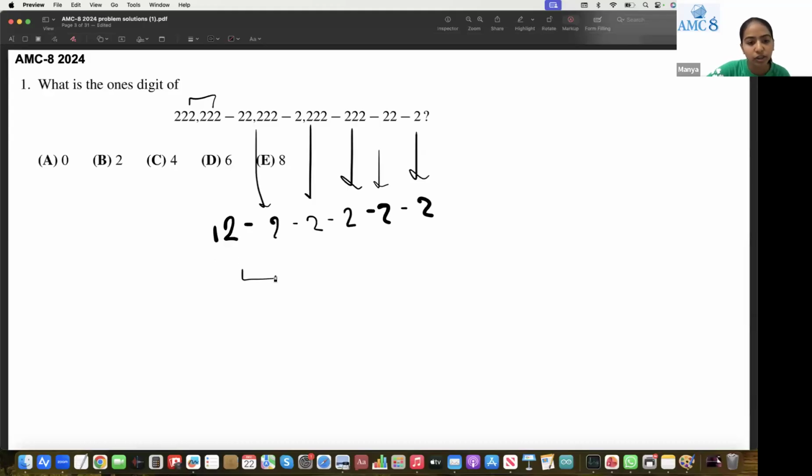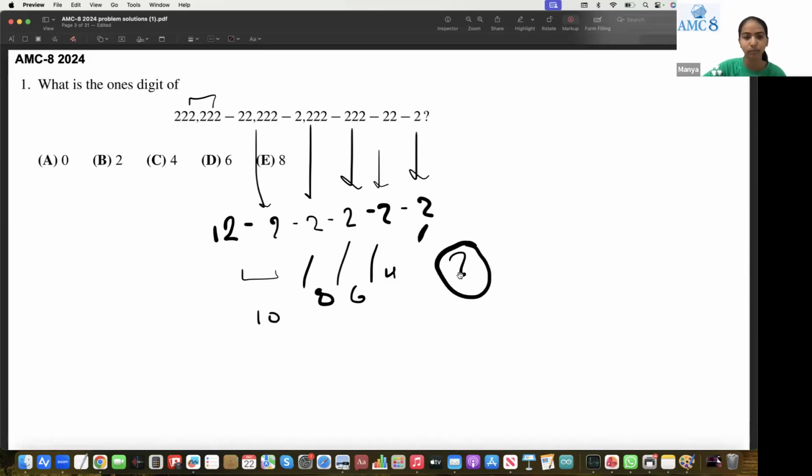And 12 minus 2 is 10. 10 minus 2 is 8. 8 minus 2 is 6. 6 minus 2 is 4. And 4 minus 2 is 2. And so our final answer, or final digit, ones digit, would be 2. And that's our final answer, B.